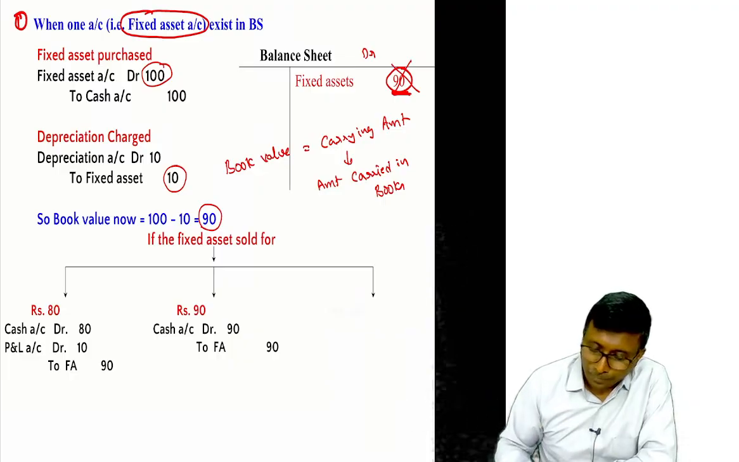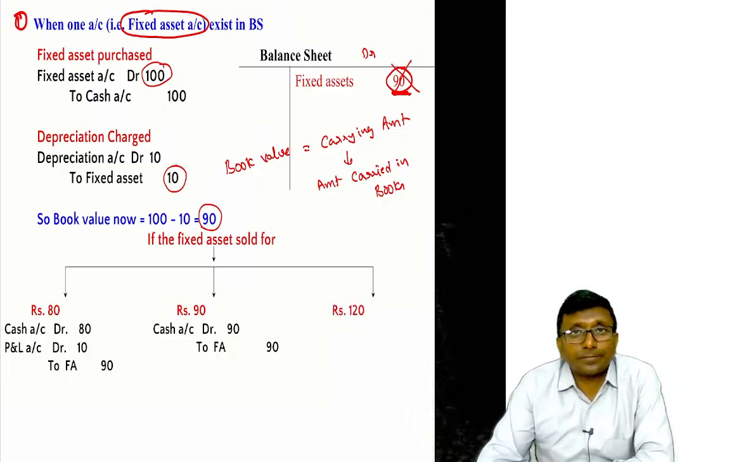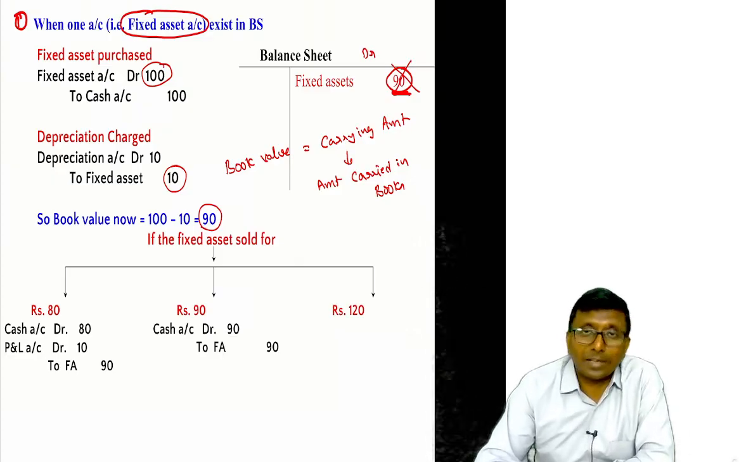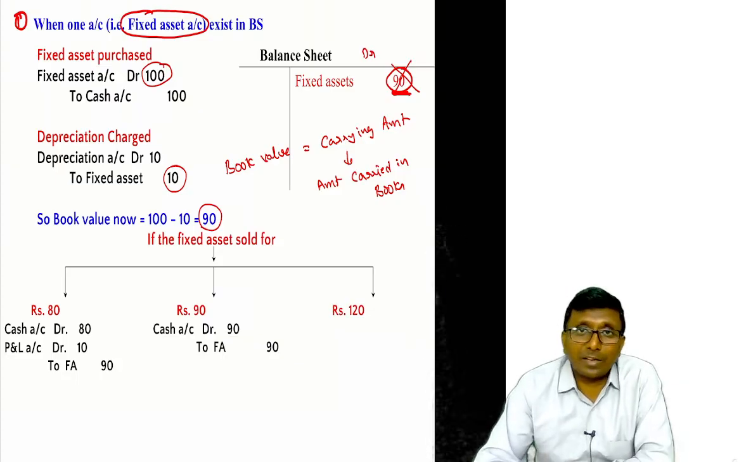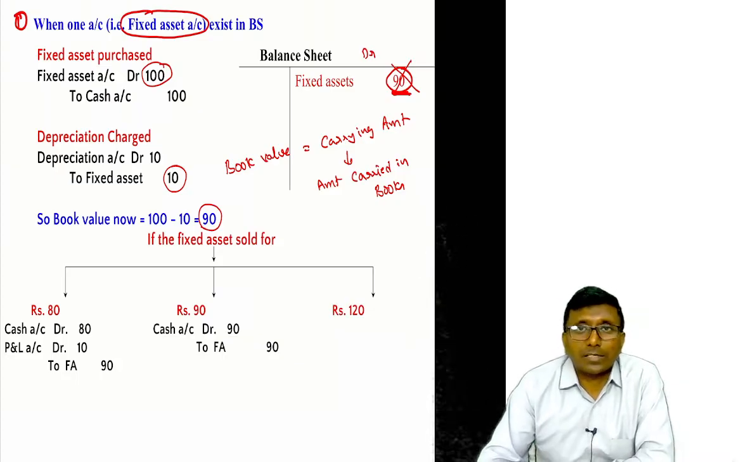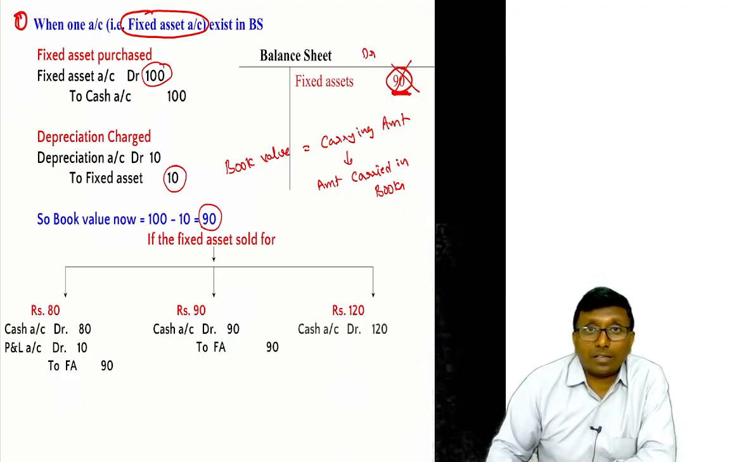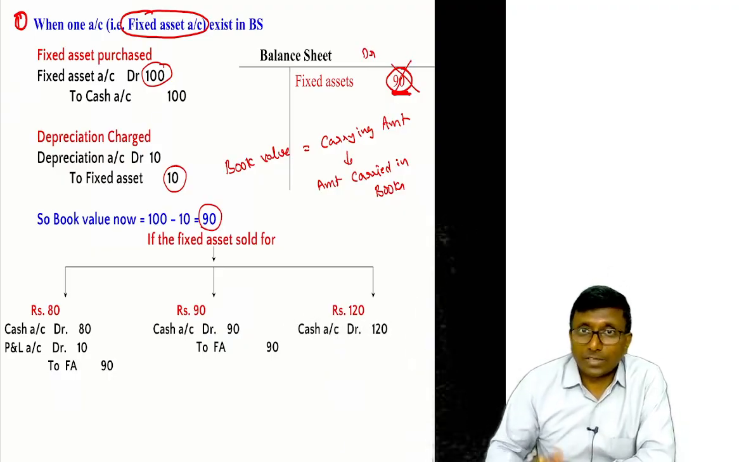Done. Next, sir. Sir, I sold it for 120 rupees. How much is the book value? 90. Sold for 120. Correct? So that means you have got a profit of 30. Profit should go to P&L. Profit will be debited or credited? Credited. Yes. So first, have you received cash? Yes. How much is the cash? 120, sir. Correct?